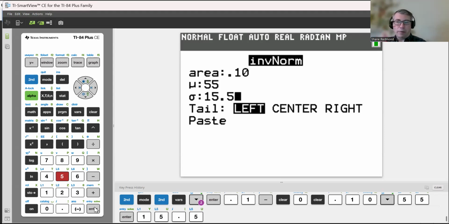If you have an older model of calculator that doesn't have this line here for left, center, and right, your calculator is automatically by default doing the left tail. So you might want to convert things like the top 10% corresponds to 100 minus 10 would be the bottom 90%. Convert everything to a bottom percent, bottom 10%, so you can use the left tail option.